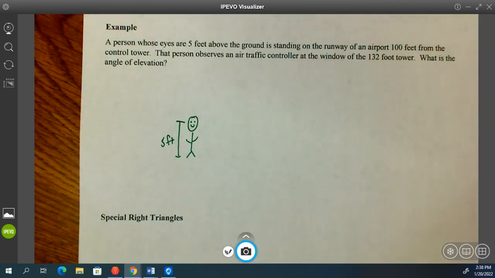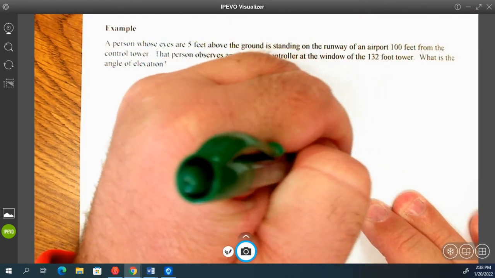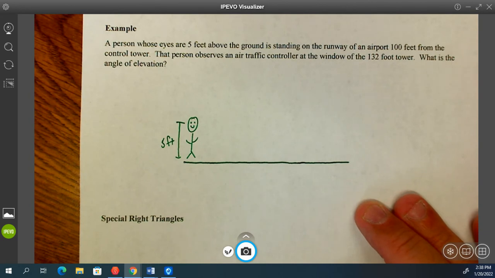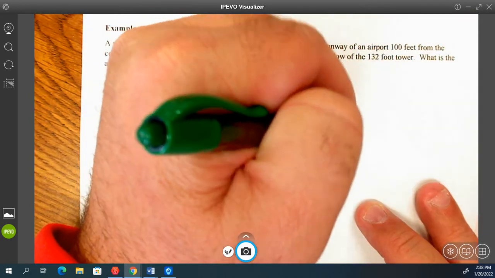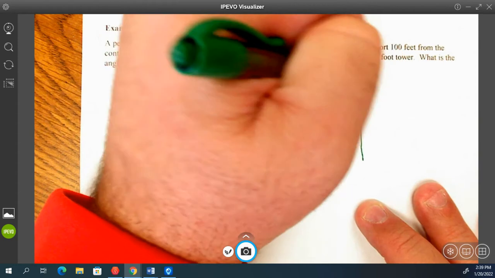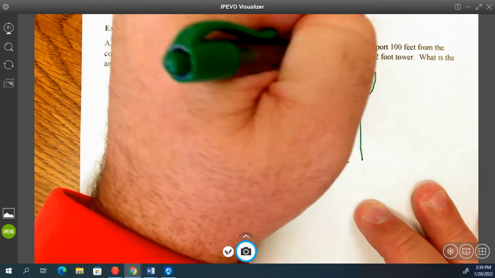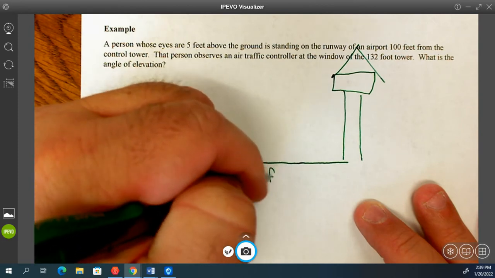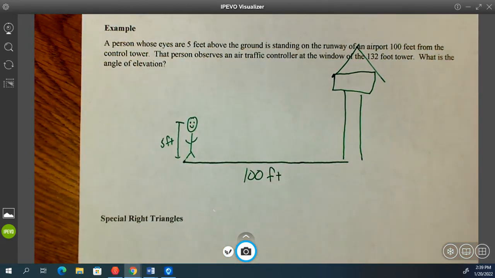Is standing on the runway. So here's my runway. 100 feet from the control tower. So I'm going to draw a really cool looking control tower. What if you don't know what a control tower looks like? You can just draw a tower.